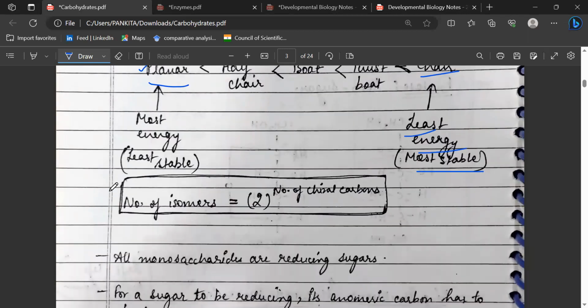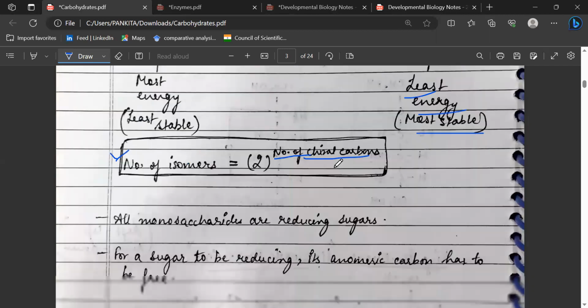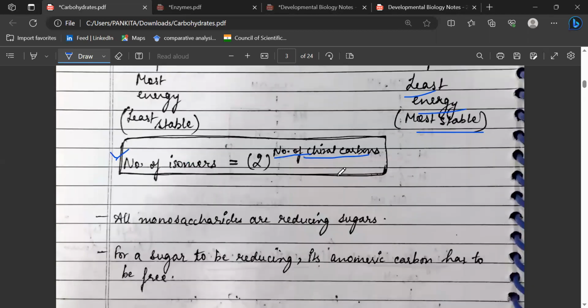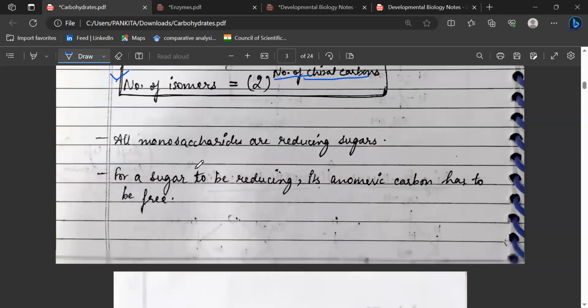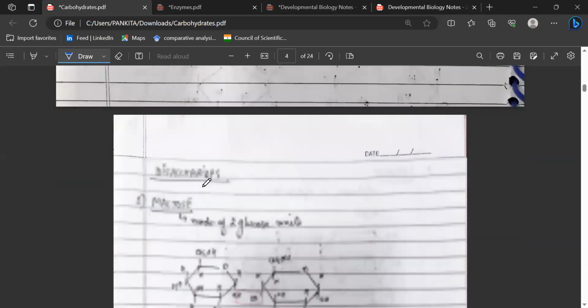If we want to calculate the number of isomers of a particular structure, the formula for it is 2 raised to the power of the number of chiral carbons. Chiral carbons are basically the carbons which have all 4 functional groups or all 4 side chains attached to them different. All monosaccharides are reducing sugars. Basically, for a sugar to be reducing, the anomeric carbon has to be free. So in case of all monosaccharides, the anomeric carbon is free. Therefore, all monosaccharides are reducing sugars.